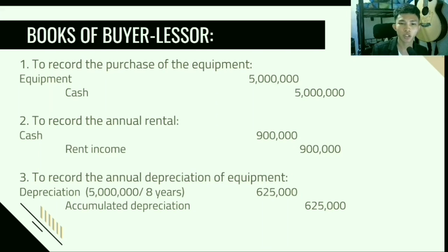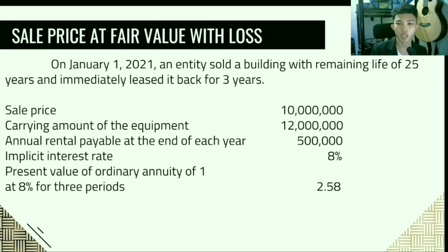So punta naman tayo sa another illustration, which is sale price at fair value with loss. Okay, so here's the illustration. On January 1, 2021, an entity sold a building with remaining life of 25 years and immediately leased it back for 3 years. Ang sales price natin is 10 million. Carrying amount ng equipment natin is 12 million. Meron tayong annual rental na payable at the end of each year for 500,000. Implicit interest rate of 8%. Present value of ordinary annuity of 1 at 8% for 3 periods is 2.58.